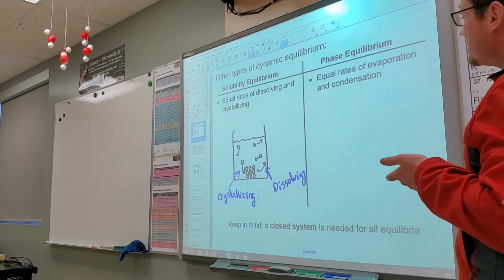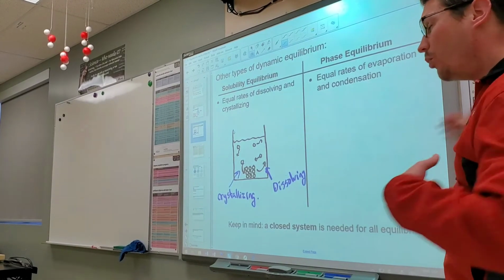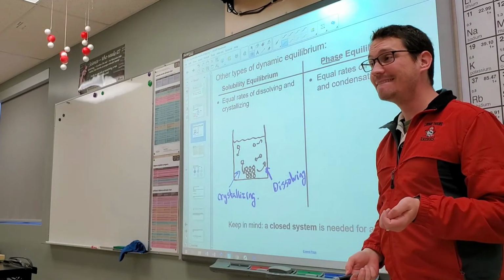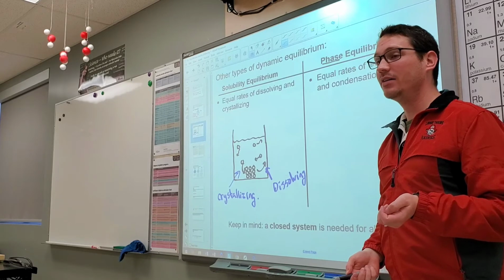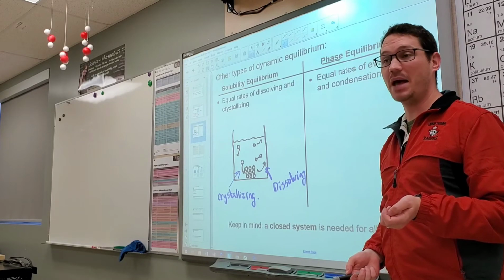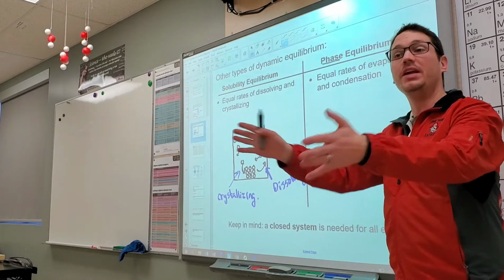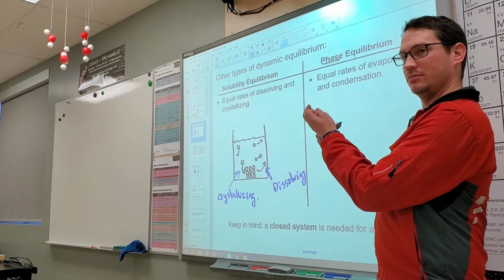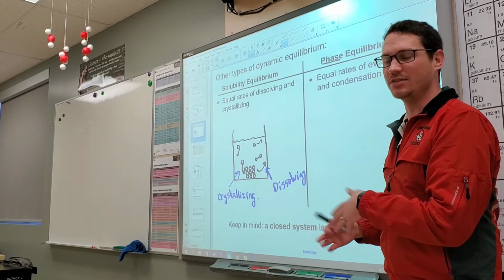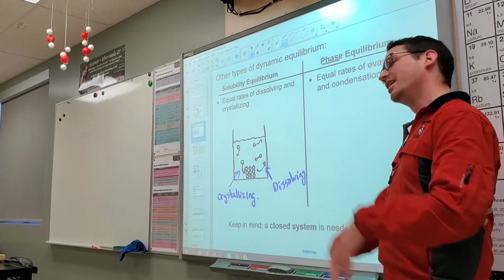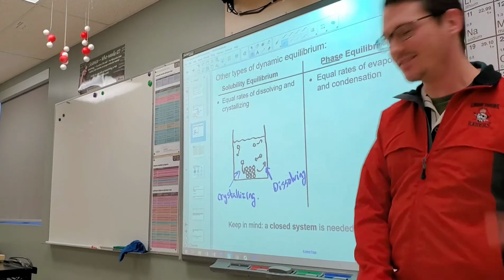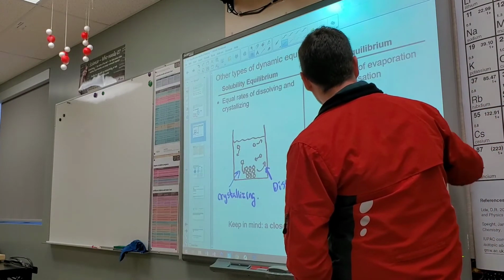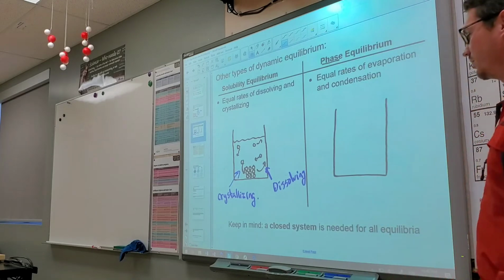Let's talk about a phase equilibrium. Now, what do I mean by phase? Does anybody know what that means? Yeah. Phase means state of matter. What are the three main states of matter that you know of? Solid, liquid, gas. There's plasmas. Yeah. There's supercritical fluids. There's all sorts of states, but that's fine. We'll talk mostly about those three traditional phases.